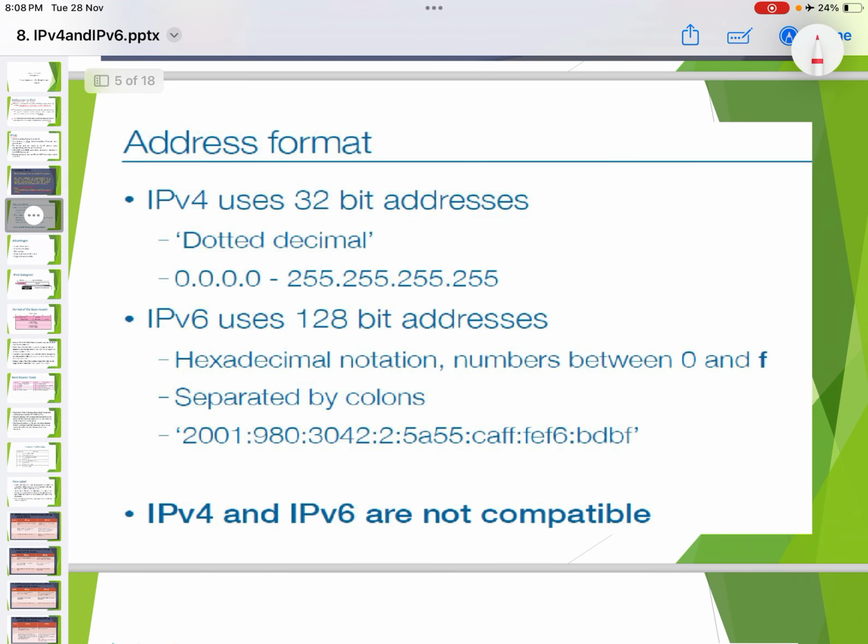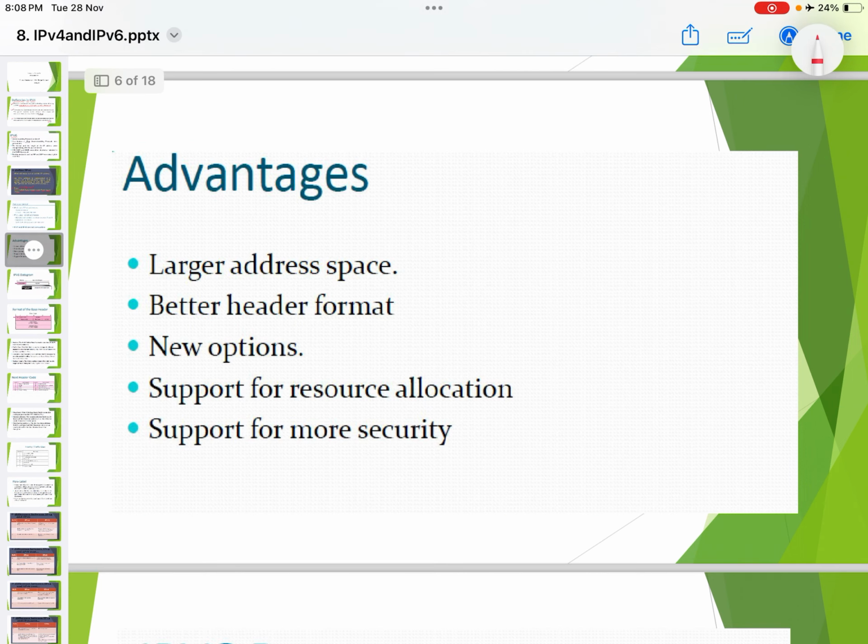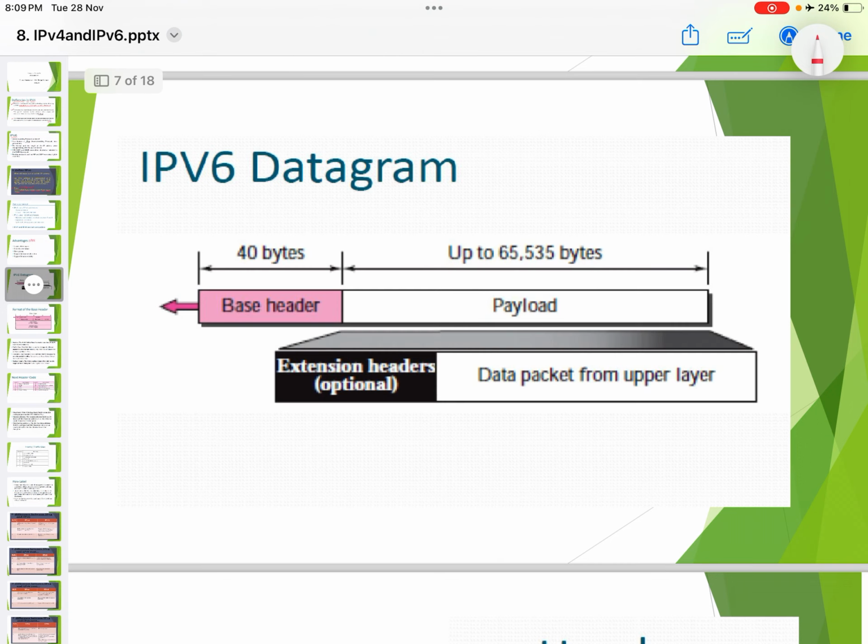Address format. IPv4 uses a 32-bit dotted decimal address. IPv6 uses a 128-bit address in hexadecimal notation, numbers between 0 and F separated by colons. IPv4 and IPv6 are not compatible. Advantages of IPv6: larger address space, better header format, new options, support for resource allocation, support for more security.